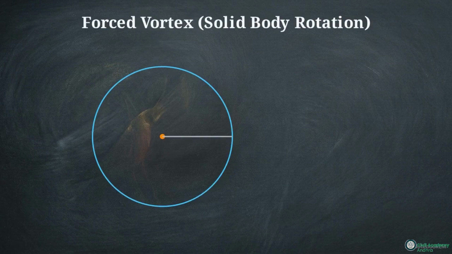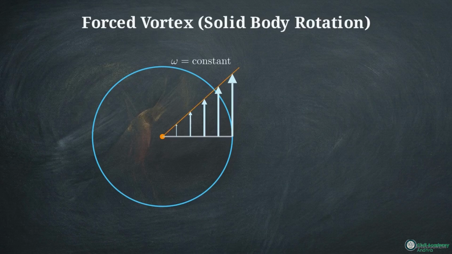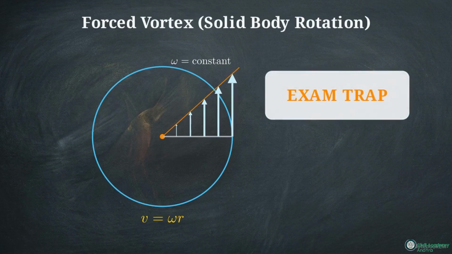This solid body rotation diagram maps out the resulting velocity profile. Notice how the length of the arrows changes as you move away from the center. Because the angular velocity, omega, remains constant throughout the entire mass, the tangential velocity increases linearly as you move outward. The formula is simply v equals omega multiplied by r. This creates a massive trap for exam takers.